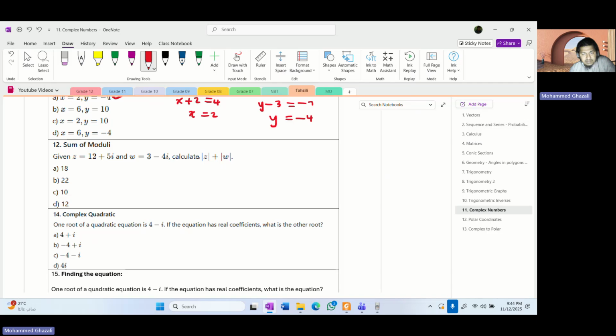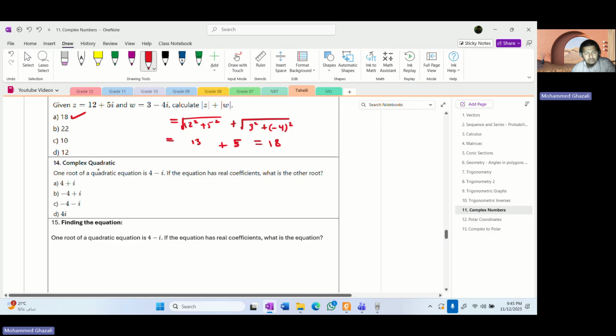We want to add the absolute of z and the absolute of w. So 12 squared plus 5 squared. So that's a 5, 12, 13 triangle, right? So the absolute of z is the square root of 12 squared plus 5 squared, plus the absolute of w is the square root of 3 squared plus -4 squared. So that's going to give me 13. And that's a 3, 4, 5 triangle. So that's going to give me 5. So 13 plus 5 is 18.